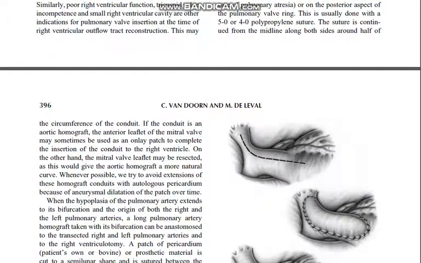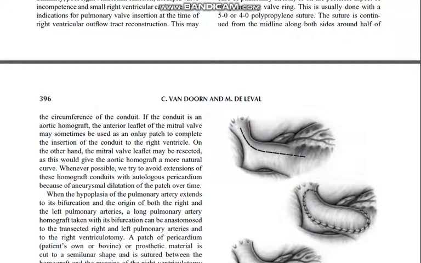If the conduit is an aortic homograft, the anterior leaflet of the mitral valve may sometimes be used as an onlay patch to complete the insertion of the conduit to the right ventricle. On the other hand, the mitral valve leaflet may be resected, as this would give the aortic homograft a more natural curve. Whenever possible, we try to avoid extensions of these homograft conduits with autologous pericardium because of aneurysmal dilatation of the patch over time.